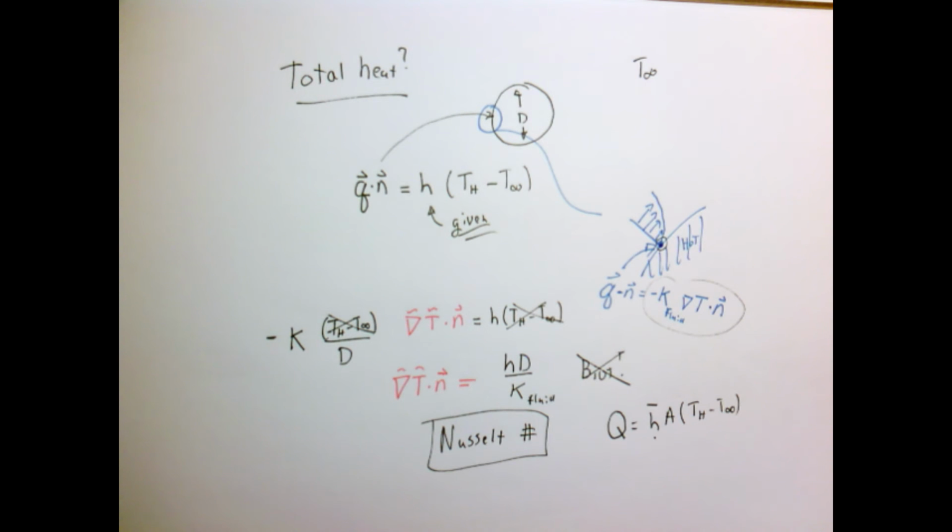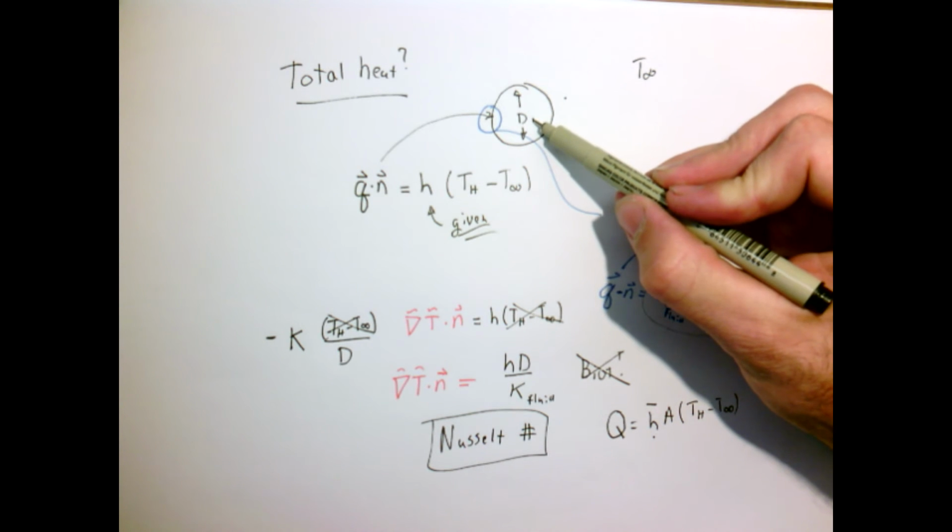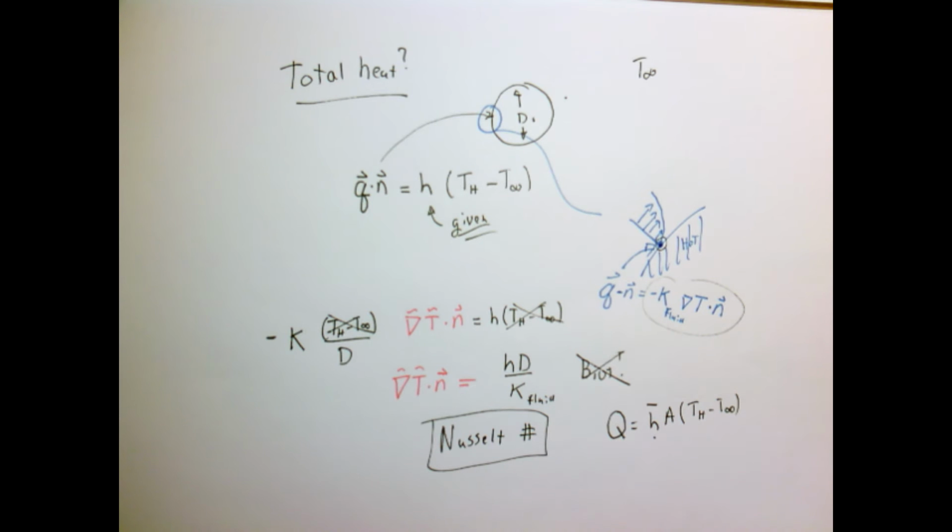So the dimensionless temperature gradient turns out to be equal to hD over k of the fluid, which ends up looking an awful lot like the Biot number, if you remember from our study of conduction. But remember, in the Biot number, k was the conductivity of the solid. Here the conductivity is the conductivity of the fluid, so this is not the Biot number. Instead it's something we call the Nusselt number, so it's a new dimensionless number. So it's hD over k of the fluid.